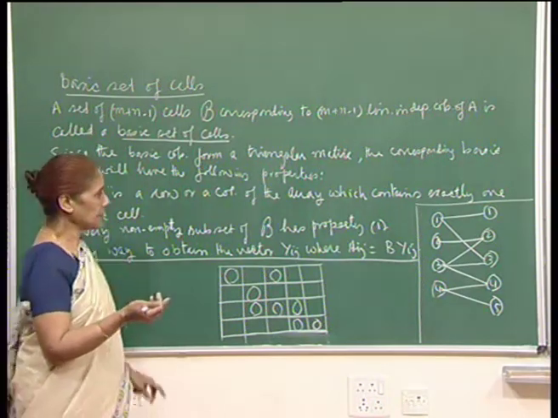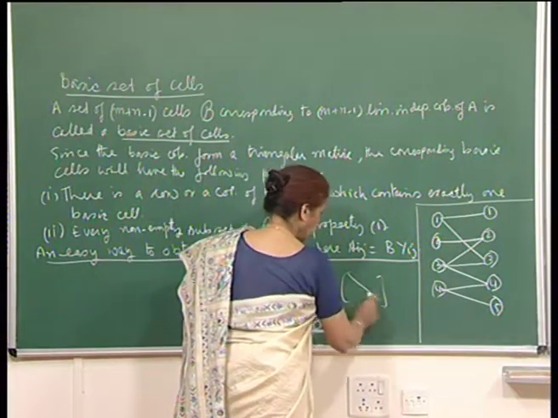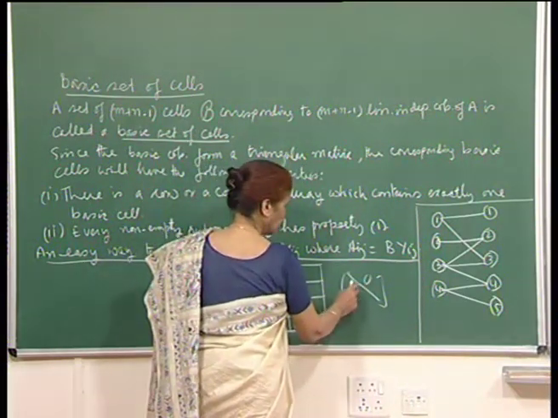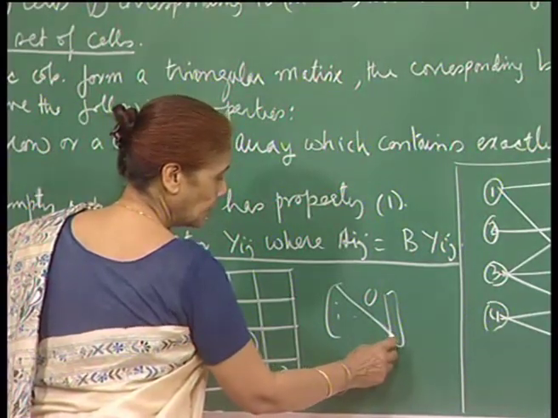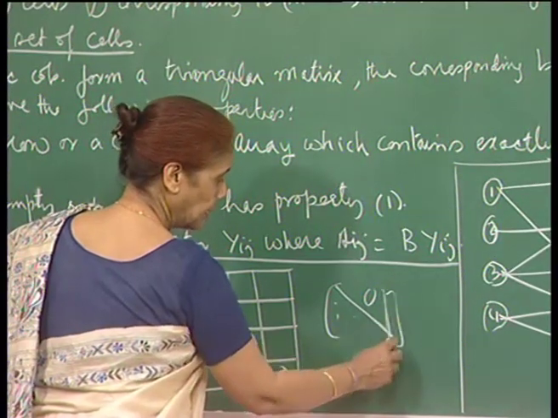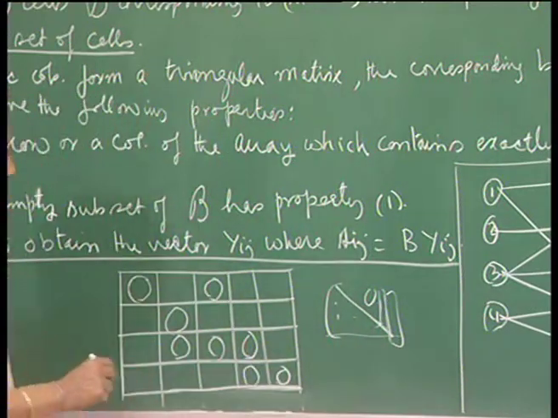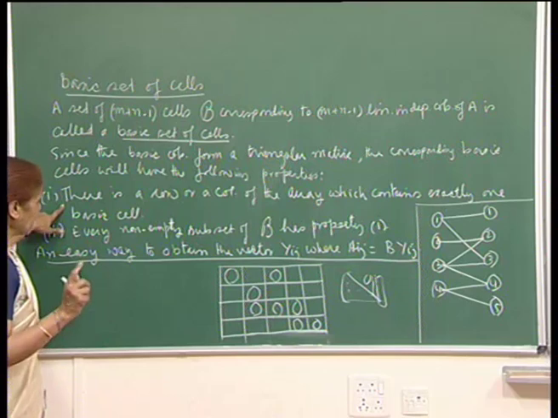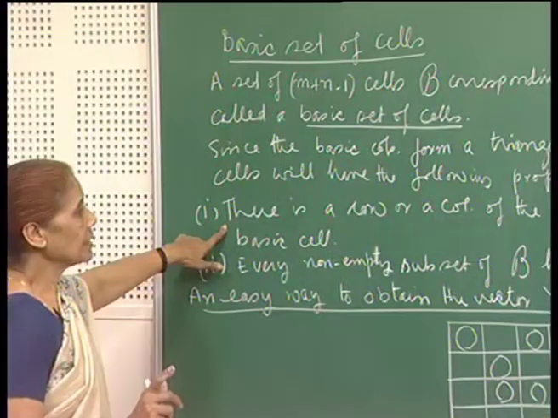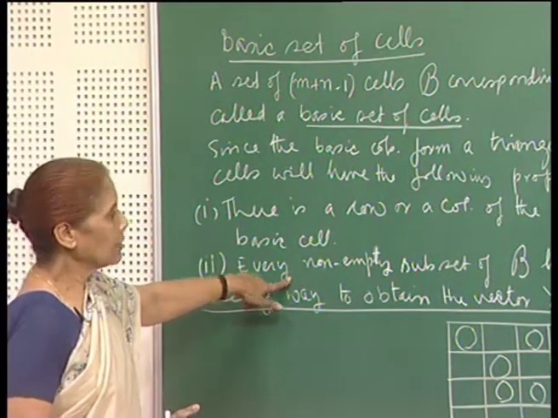Now, this is equivalent to saying that in a triangular matrix, you remember, if you have all zeros here and you have entries here, then if you look at this column, there is only one entry, and when you delete this column and this row, then again there will be only one entry. So, this is the kind of property that you have in a triangular matrix. We are translating it to the set of basic cells, and so we are saying that there will be at least one row or column of the array which contains exactly one basic cell, and if you take any non-empty subset of B, then it will also have this property.